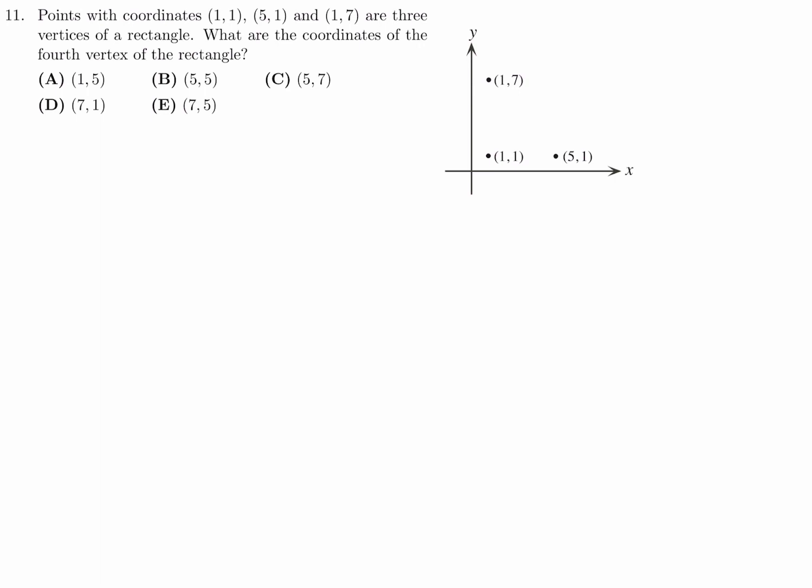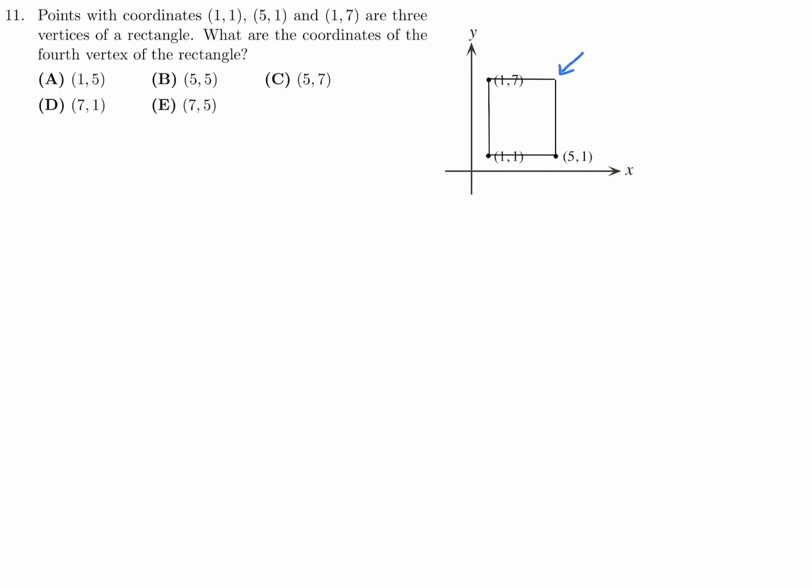1, 1, 5, 1, 1, 7 are the three vertices of a rectangle. What are the coordinates of the fourth vertex? Well, you can join these guys like that, and you can kind of see how a rectangle could be formed. And of course, they want you to figure out that vertex right there.